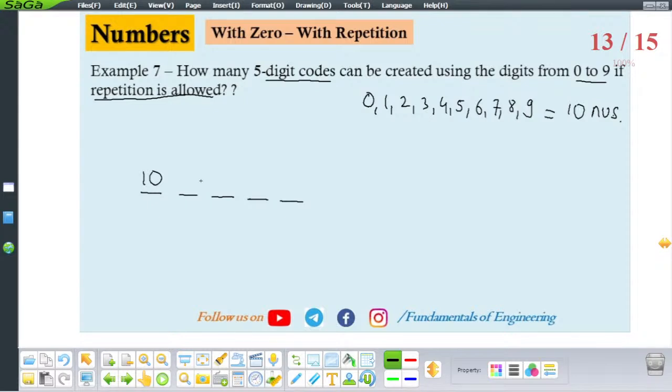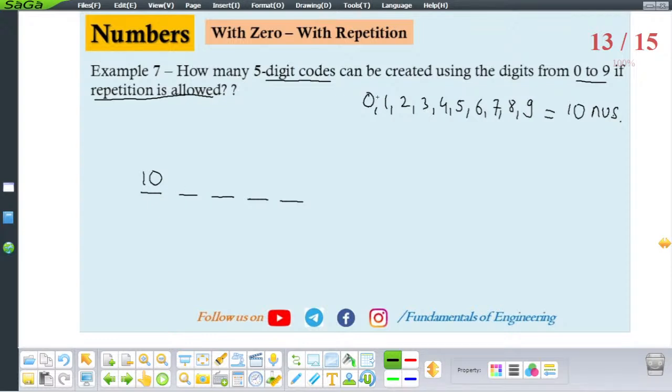All 10 numbers can come at the first position because we need to form a 5-digit code. So a code can start with a 0. As with a password, you can change or write a password that starts with a 0. Same here, the code can start with a 0. So all 10 numbers can come at the first position. As the condition is given, repetition is allowed.